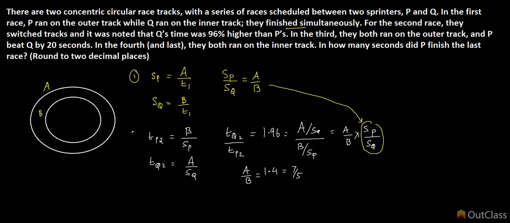That was the second race. What we are getting from it is that the circumferences are in the ratio 7:5. The speeds are also in the ratio 7:5. We've just found this.